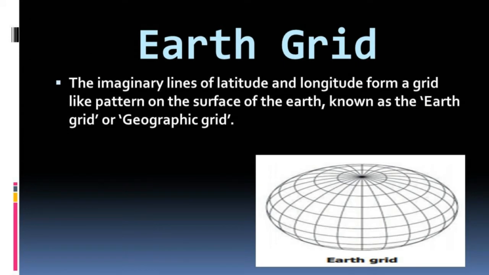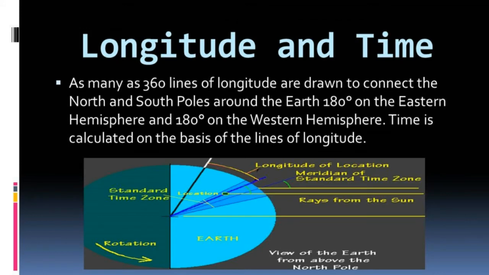Earth grid. The imaginary lines of latitude and longitude form a grid-like pattern on the surface of the earth known as the earth grid or geographic grid. Longitude and time. As many as 360 lines of longitude are drawn to connect the north and south poles around the earth, 180 degree on the eastern hemisphere and 180 degree on the western hemisphere. Time is calculated on the basis of the lines of longitude.